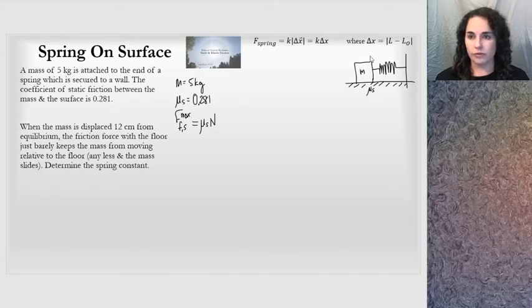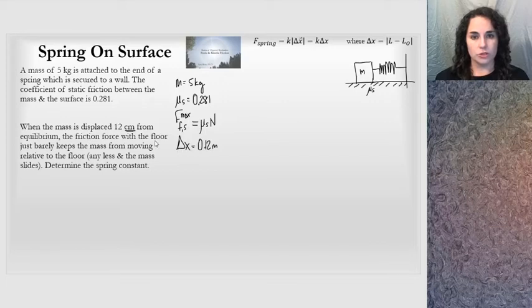I don't have a free body diagram yet, and I don't know any more details of the problem, so let's keep solving. It says when the mass is displaced 12 centimeters from equilibrium. That's something I would need to know: delta x equals 0.12 meters. I'm going to convert that from centimeters to meters, because that's SI. If I'm using kilograms, the SI value is meters.